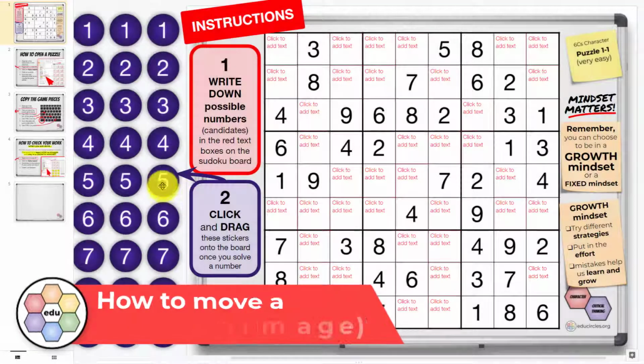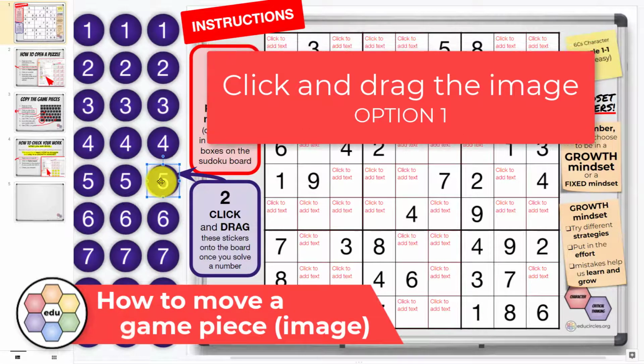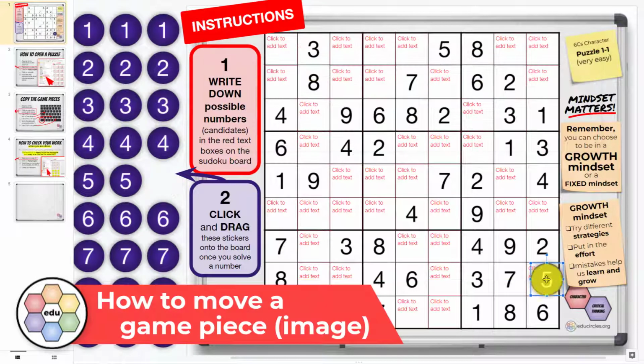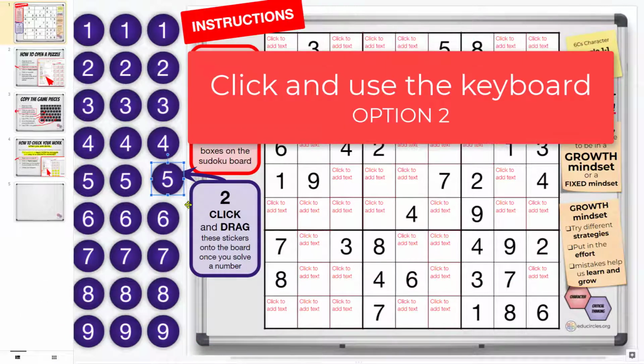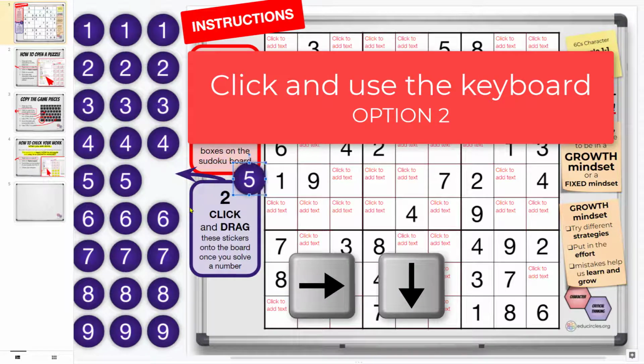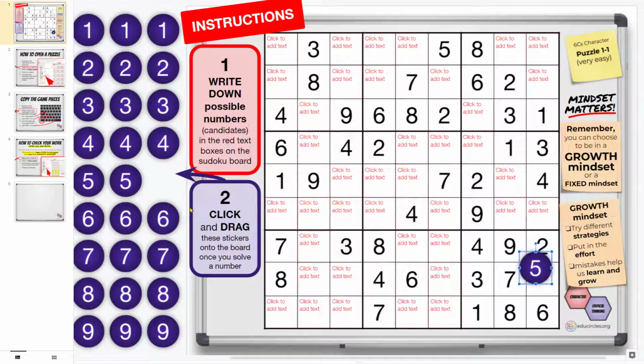So I'm going to just click on a purple game piece with the number 5 and drag it out onto the board. If you're on a laptop and you don't have a mouse, it can be tricky to click and drag. So another way to move the game piece is to select the number by clicking it, and then use the arrow keys on the keyboard to move it all the way across and into position. Or you may find that it's just easier to click and drag.